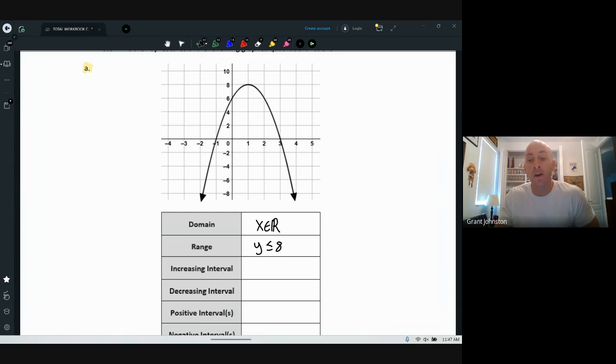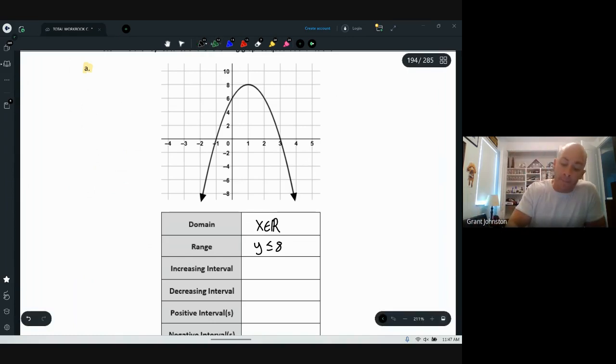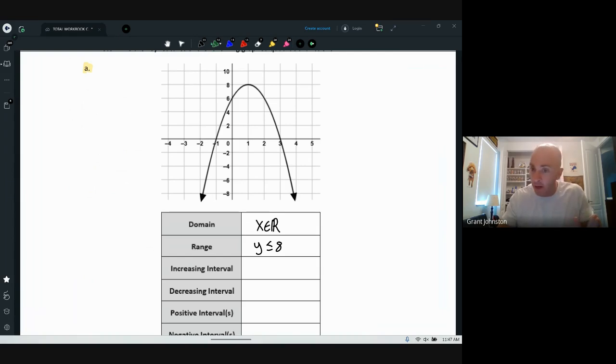Next is the increasing interval. We're trying to figure out where in the graph y increases as x increases. So we're going to be reading this left to right because we're looking at as x increases. I'm going to shade the parabola a little bit. If I start at its leftmost spot, it looks like it's increasing. It's going up, up, up this entire time. Little arrow, it's increasing.